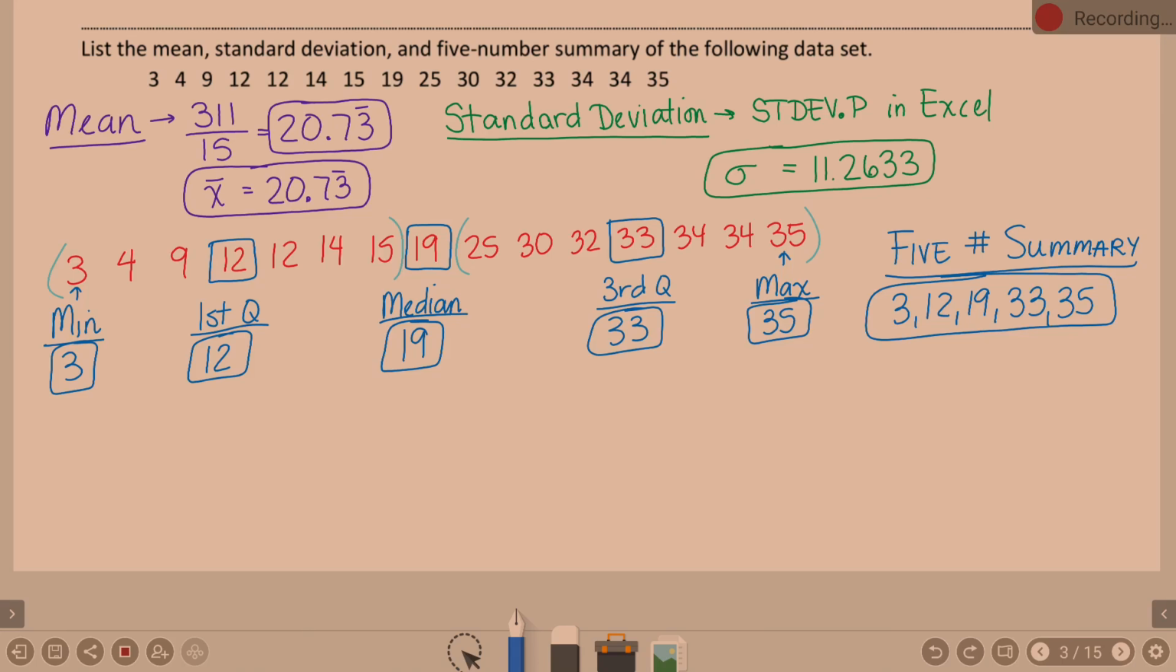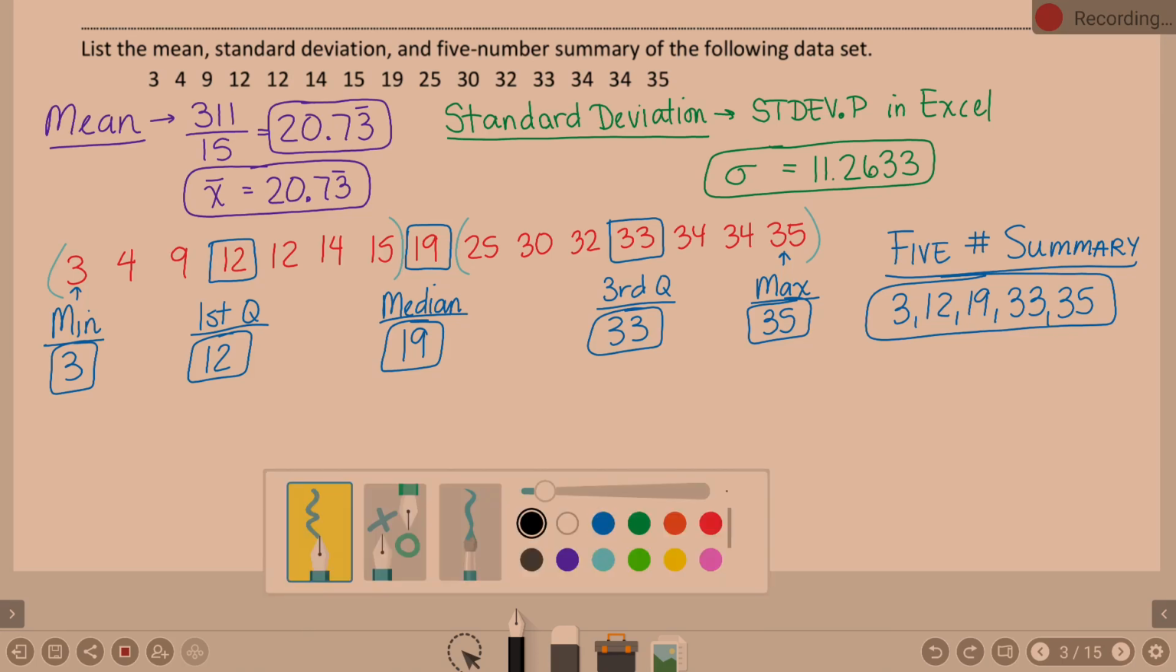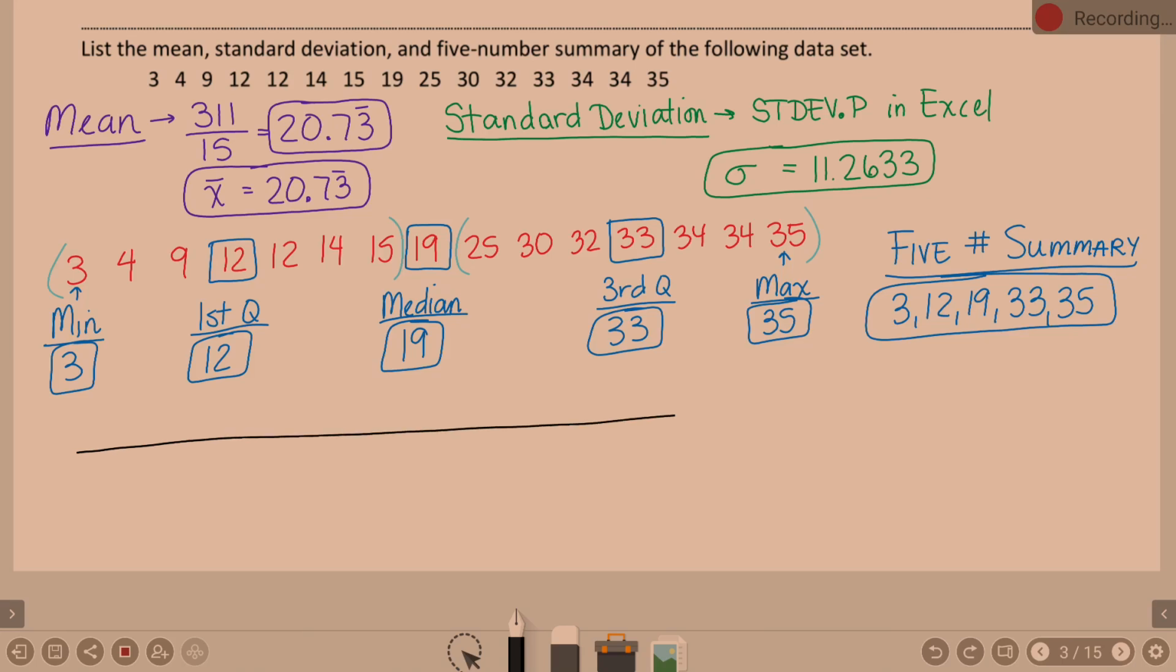Now, I'm going to go ahead and throw a box and whisker plot on here. I'm going to label from 3 to 35. I'm going to do odds again. 3, 5, 7, 9, 11, 13, 15, 17, 19, 21, 23, 25, 27, 29, 31, 33, 35.